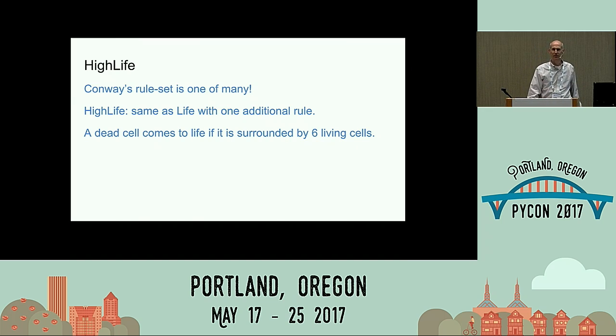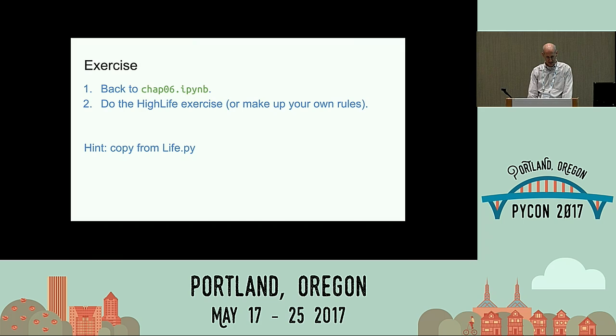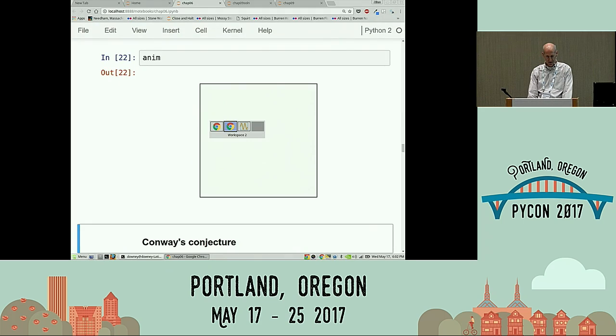It's the same set of rules, but with one additional rule, which is if you are dead and you are surrounded by exactly 6 live cells, then you come to life. And you can implement that rule just by adding one more entry into the table. So try that out and see what some of the initial patterns do with that new set of rules. And as always, we'll come around, and if you have questions, let us know.